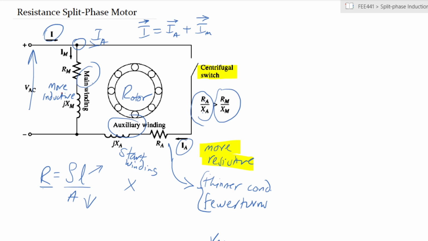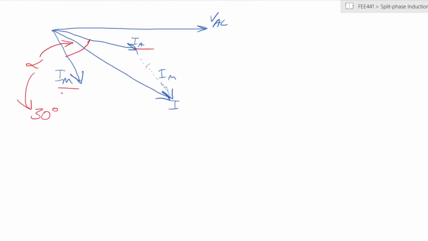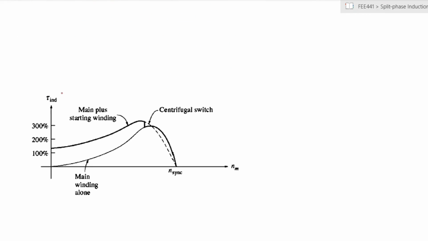The double revolving field theory, remember, states that as long as you have a difference in speed between the synchronous speed and the mechanical speed, you will be able to have it. Once it is already moving, that slip will be enough to keep it in motion. So what we end up having is the torque speed characteristic that looks like this. For purposes of the beginning, let's talk of this first part.